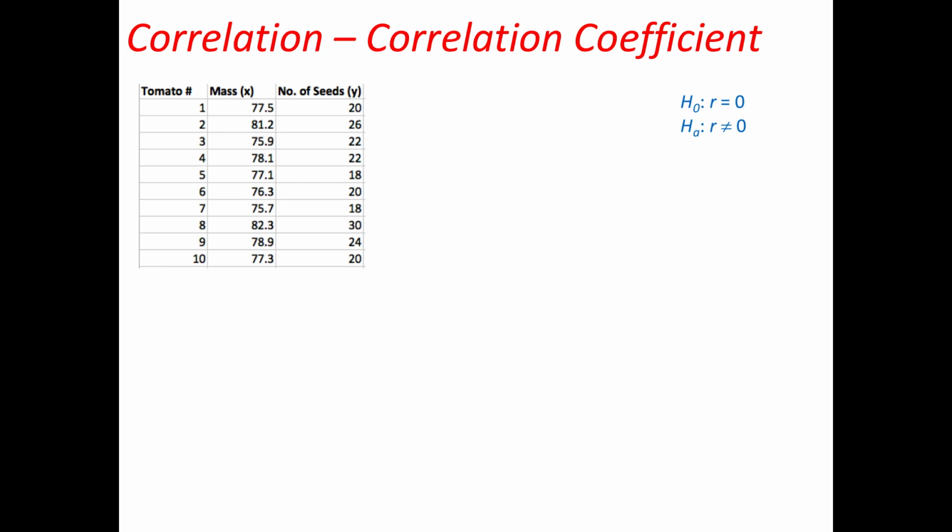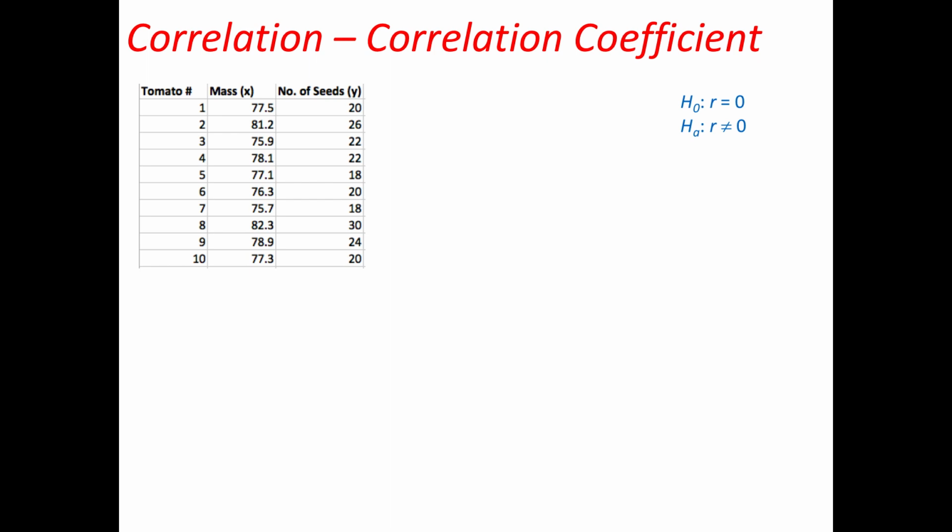Let's look at another example. Students wanted to see if there's an association between the mass of tomatoes on a tomato plant and the number of seeds in the tomatoes. They picked 10 tomatoes from the plant, cut each one open, and counted the seeds within. The data are listed here on the left in the table shown. The null hypothesis here is, as written here, r equals 0. The alternative hypothesis is that r does not equal 0. Again, a two-tailed test of correlation.